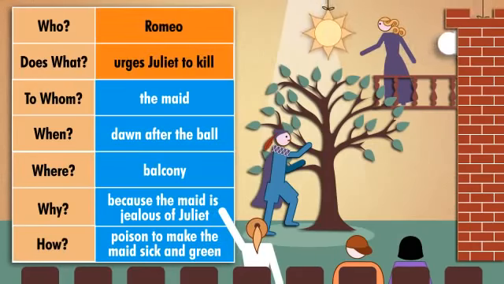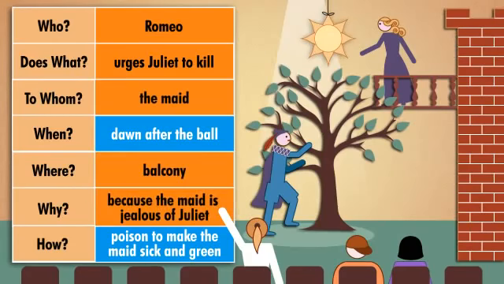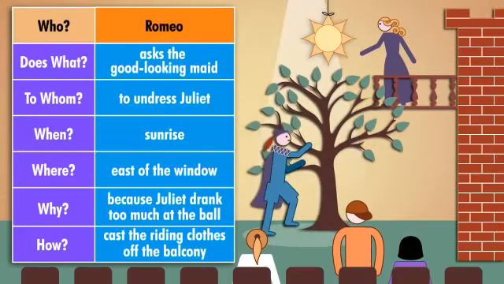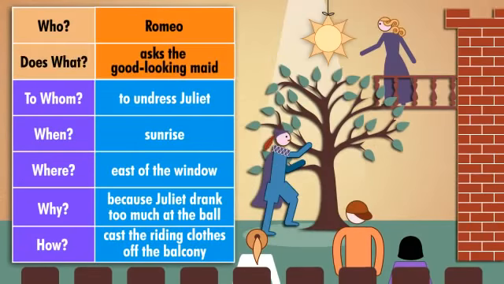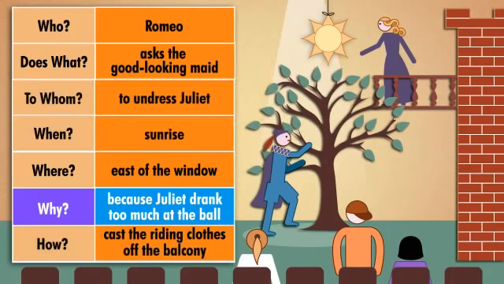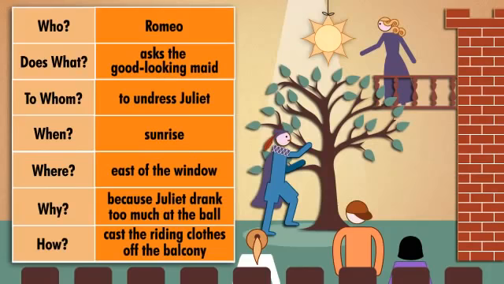Romeo tells Juliet to poison her jealous maid on the balcony so the maid becomes sick and green. No way. Romeo asked Juliet's smoking hot maid to let him watch through the broken balcony window as Juliet gets naked at sunrise after drinking too much at the ball.